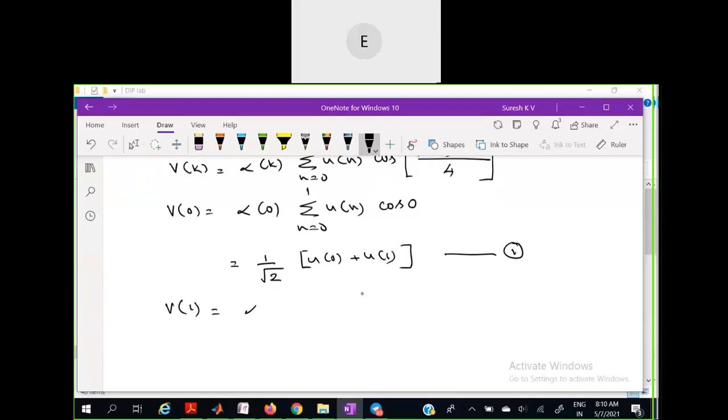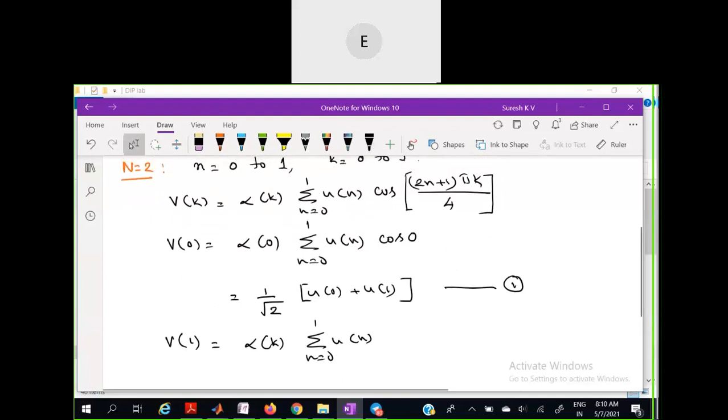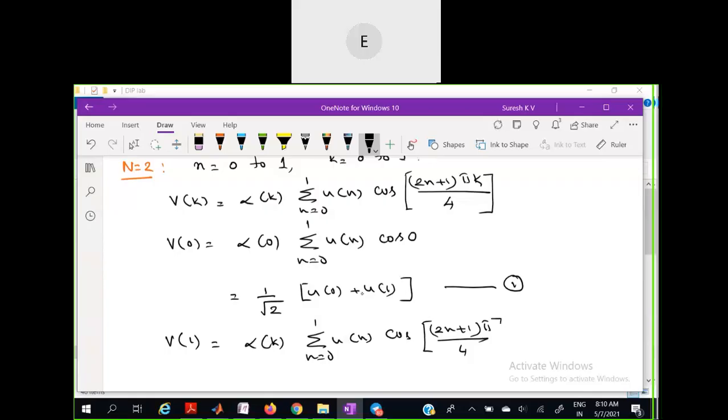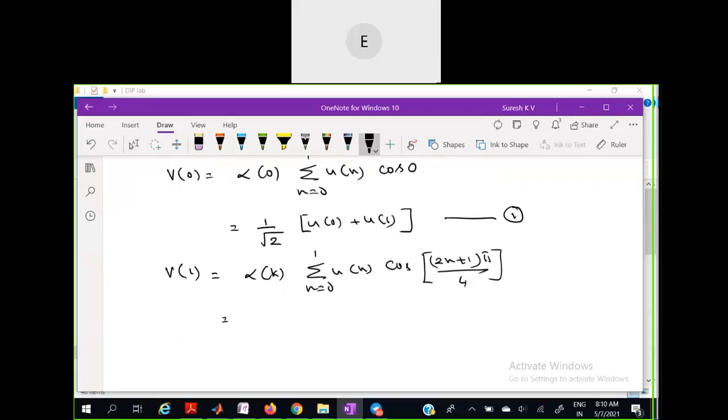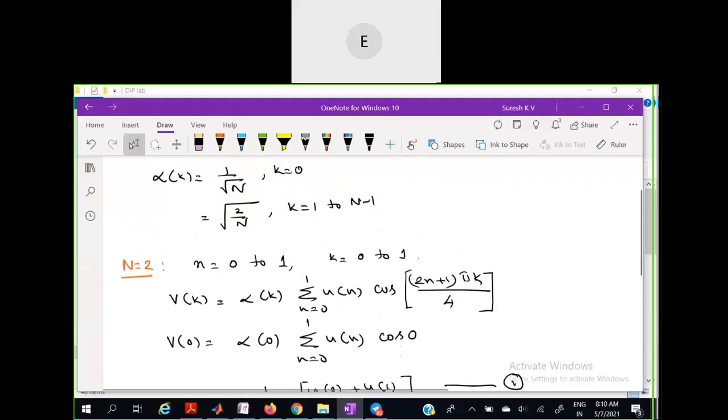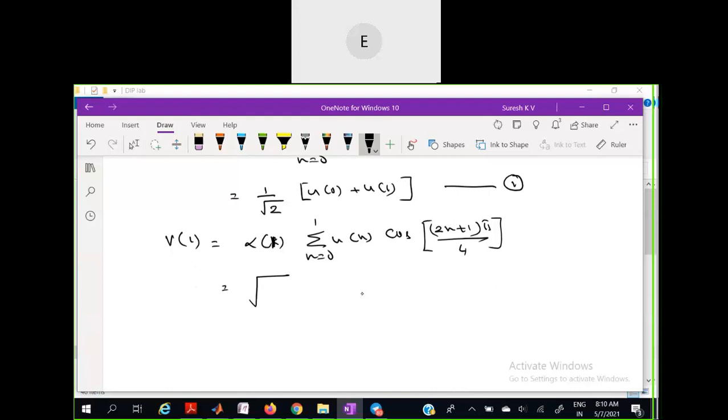Now I'll put k equal to 1. Therefore, V of 1 is equal to alpha of 1, summation n equal to 0 to 1, u of n, cos of (2n plus 1) pi by 4. Alpha of 1, you know, is root of 2 by N, with N equal to 2, so it is root 2 by 2, which is actually equal to 1. Now let me put the values of n. When n is 0, it is u of 0 cos pi by 4, plus u of 1 when n is 1, cos 3 pi by 4.